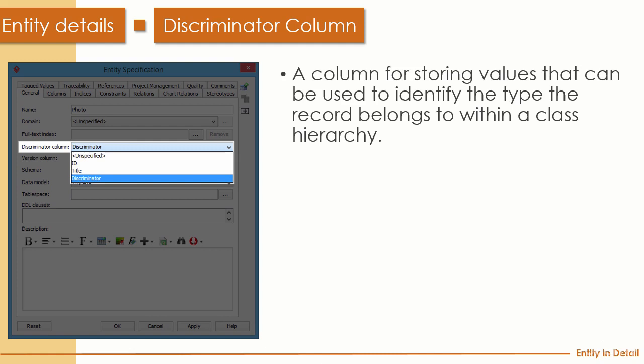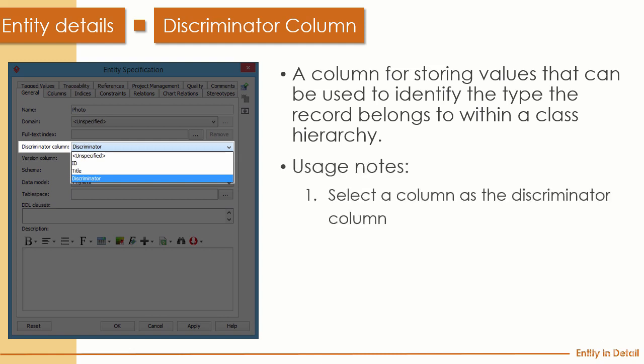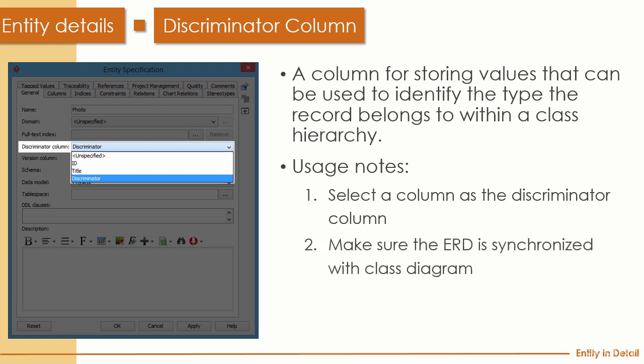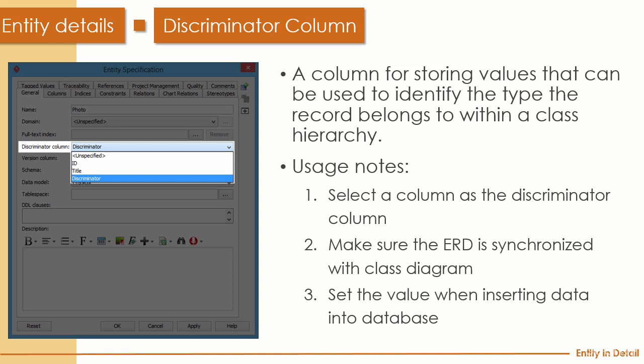By definition, the discriminator column is used to store the value that identifies which class a row belongs to. To use it is easy. You just select the column as a discriminator column, and make sure that after you specify this column, the ERD is synchronized with the class diagram. We have another lecture about the synchronization of ERD and class diagram. And you will set the value when inserting the data into the database. If you use the Hibernate framework, you don't need to care about setting this value, because Hibernate will set it for you.